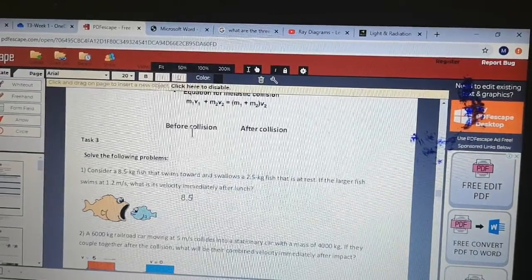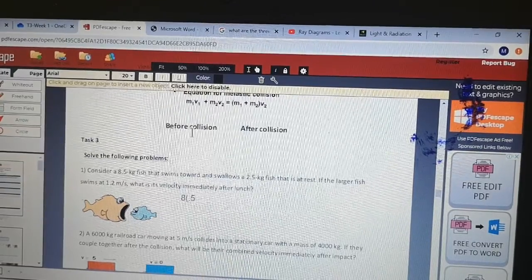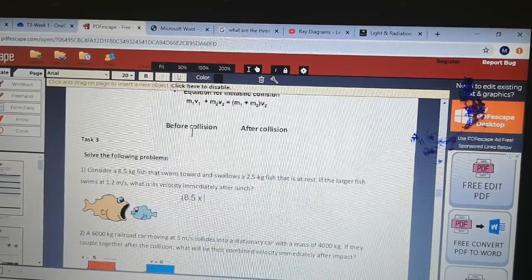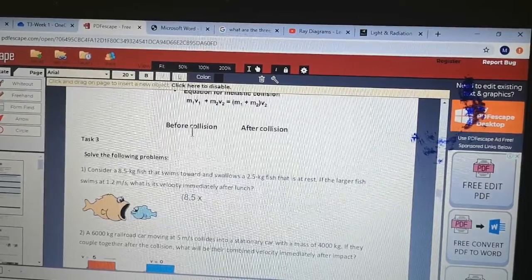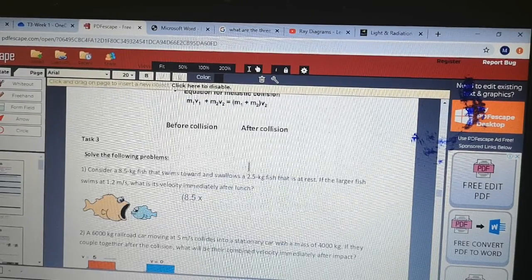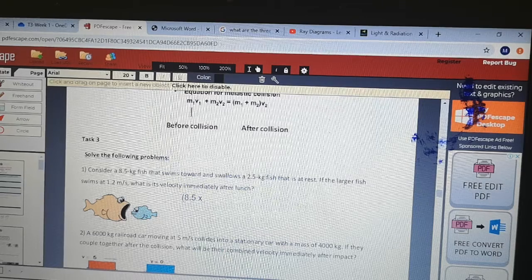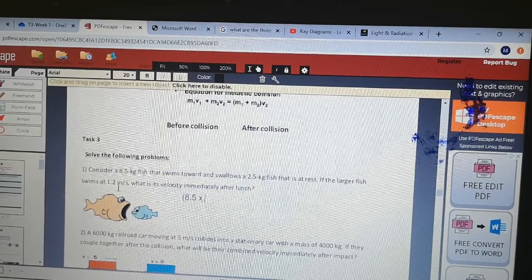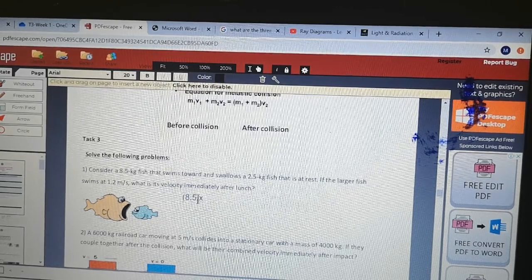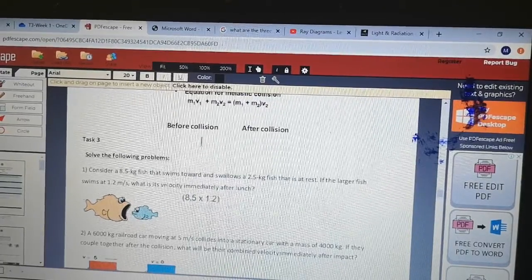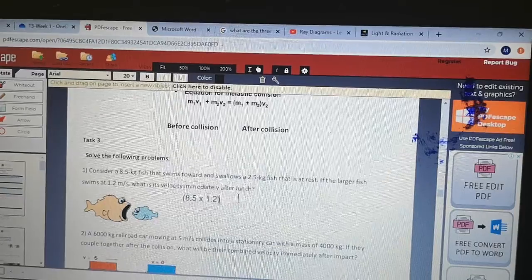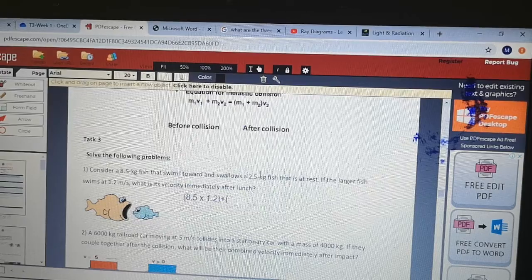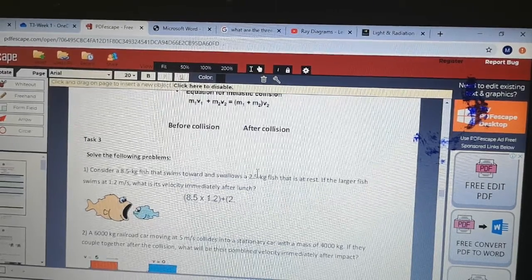And because it's each momentum, let's separate it with brackets, just to make our calculator make no mistakes. And it says it swims towards a 2.5 kilogram fish. Okay, still don't know V1. What's the velocity of the big fish? The large fish swims at 1.2 meters per second. Alright, so we're going to use 1.2 here. You can see how I'm matching it to this equation, but I'm just adding brackets. Plus M2V2. So M2 is the mass of the small fish, 2.5 kilograms it says.